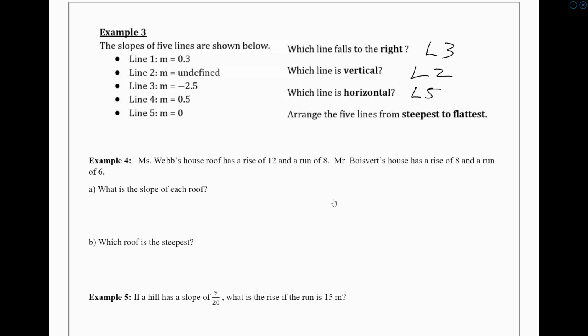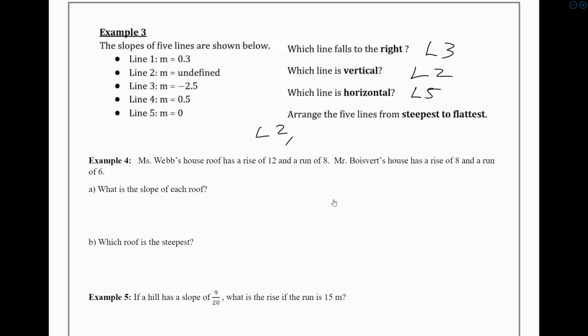Okay, now which one is the steepest line? Let's go in order. Which one's the steepest? Which one's the vertical cliff, first of all? This is the thing that Isaac likes skiing off of. Skiing off vertical cliffs? No. So first of all, line 2 is the steepest, the undefined vertical cliff.